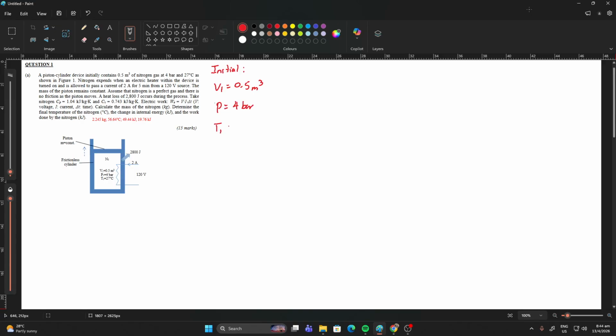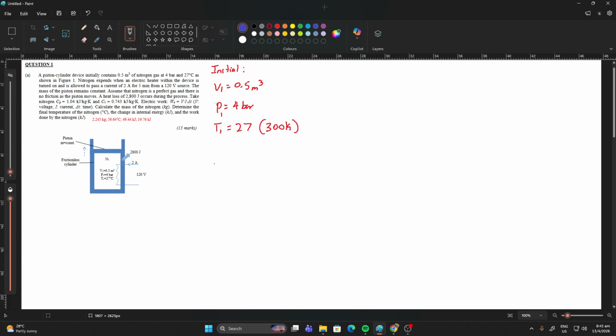And temperature is 27, or if we just do a quick calculation, 300 Kelvin. I am going to use 273 as my baseline instead of 273.15. Alright, so the device has a heater that is 120 volt, 2 ampere, and for 5 minutes.